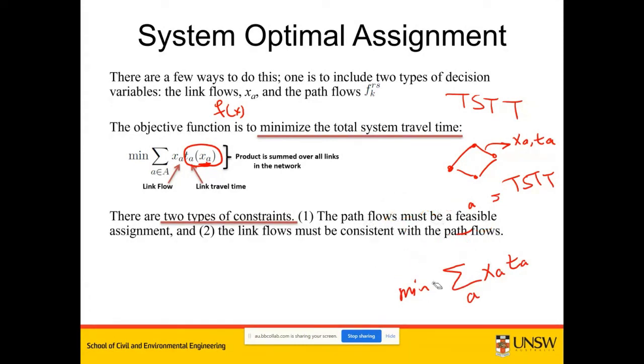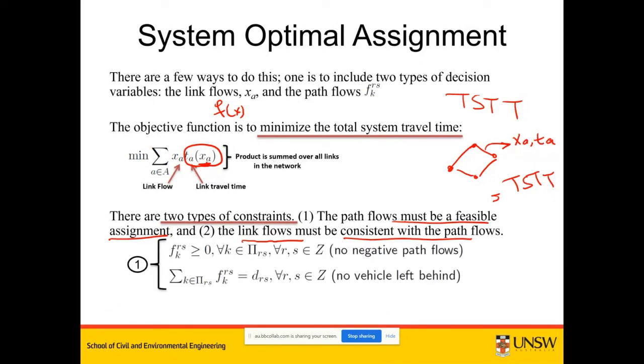What are the constraints? The path flows must be a feasible assignment, meaning it must not include cyclic paths, and also the link flows must be consistent with the path flows, meaning you want to make sure the relationship between path flows and link flows is met. So two equations. One is the non-negativity of the path flows, being acyclic, and also the demand conservation, which is related to the first constraint. Remember, the summation of the path flows must be equal to the demand.